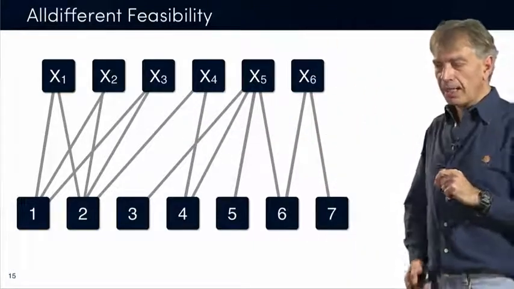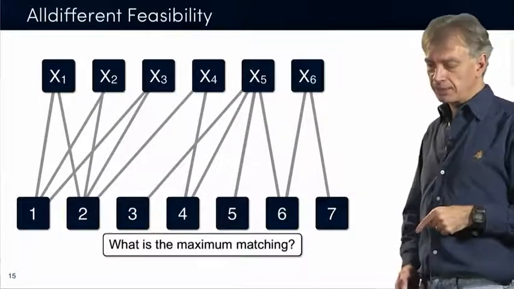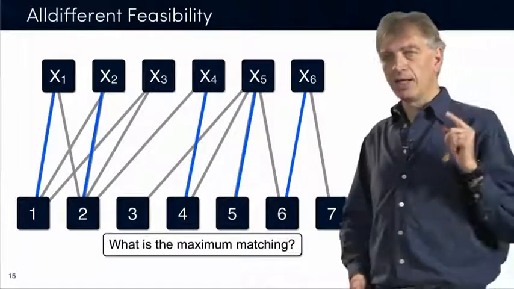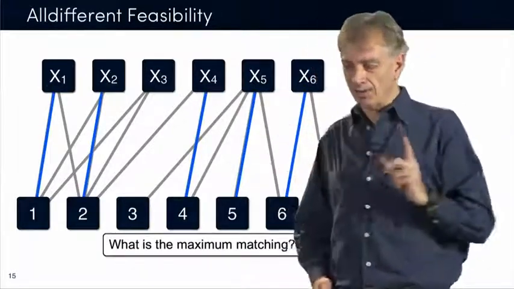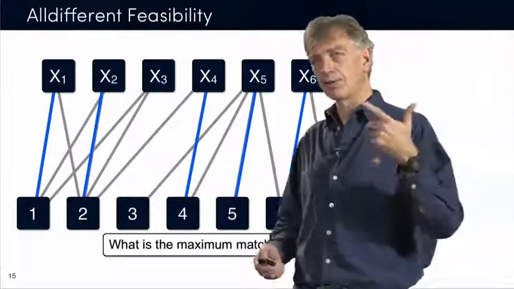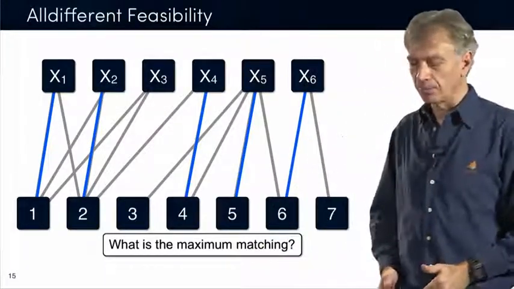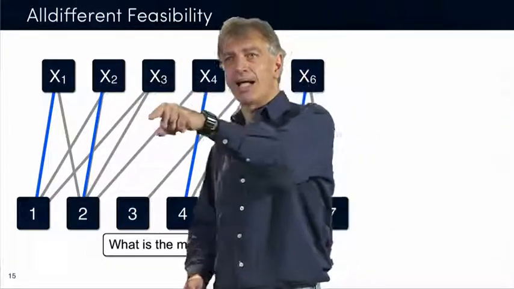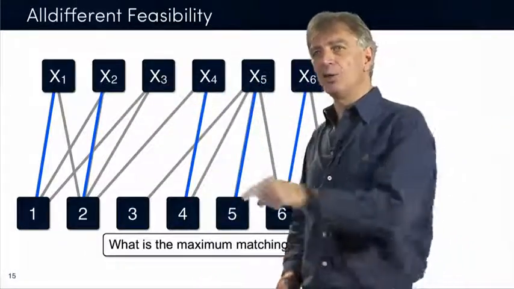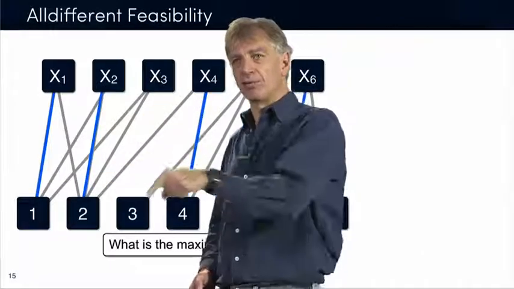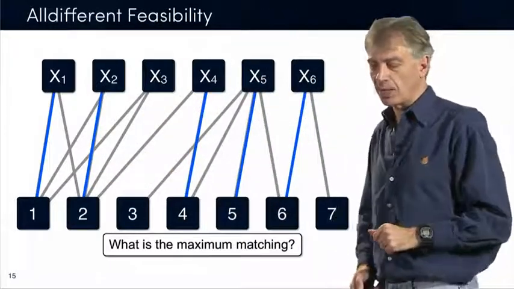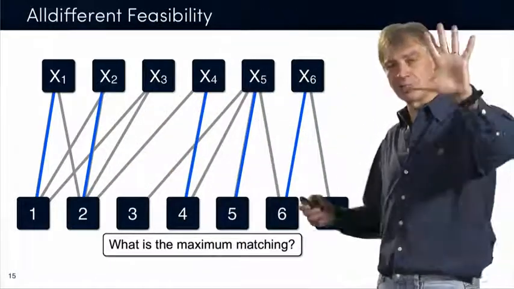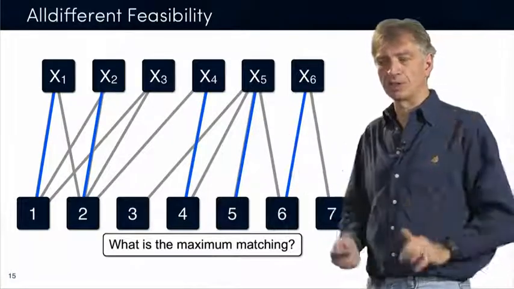Okay, I can try to find a maximum matching, and this is what I get. At this point, what you see is that this matching has only 5 edges, and I have 6 variables, so you know that the constraint is infeasible. When you look at the variable x3 over there, you can see that I can't match any of these edges. I cannot use any of them because the values there are already taken. So essentially, the maximum matching here is of size 5. I have 6 variables. The constraint is not feasible.